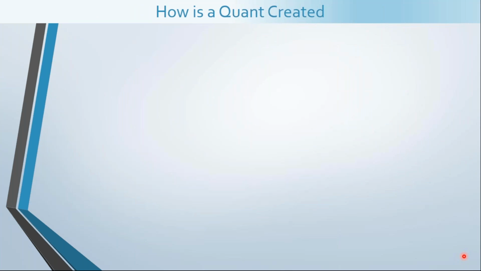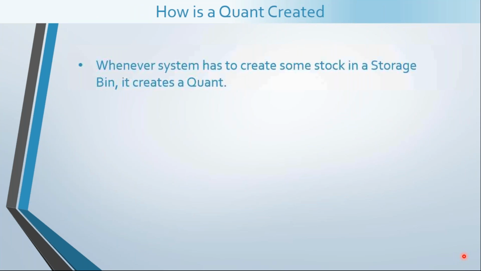How is a quant created? Okay, so far we have discussed what a quant is, but then at what time is it created? So whenever system has to create some stock in a storage bin, it creates a quant. Okay, so you have a warehouse, you have storage type, you have storage bins in that storage type. Now, whenever you bring any stock into this storage type, as you know, the stock has to be managed in the storage bins. So you cannot create stock in the storage section or storage type. You have to create the stock in storage bins.